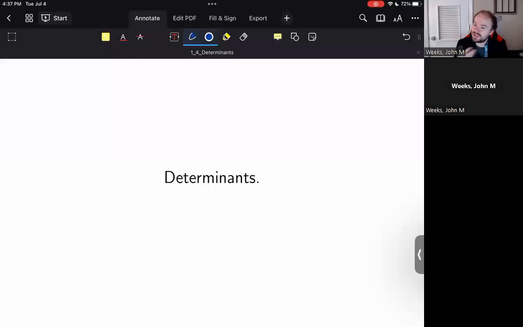Today we're going to be talking about determinants, which is a scalar associated to square matrices. We've talked a little bit about matrices already as an example of a vector space. This will allow us a way to find subspaces of some of these matrix spaces that we're talking about, at least in the world of square matrices.